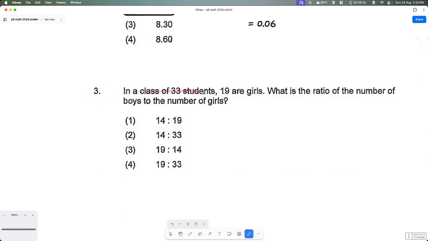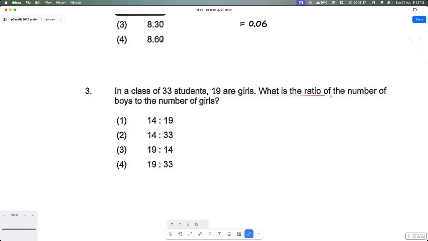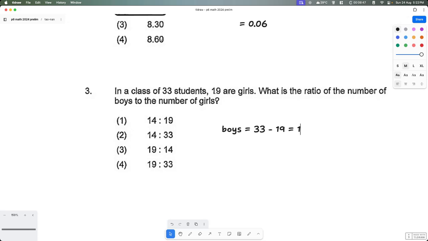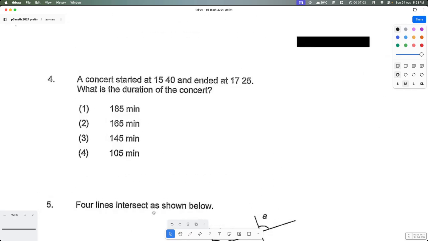Question 3. In a class of 33 students, 19 are girls. What's the ratio of boys to the number of girls? So boys is equal to 33 minus 19, which is equal to 14. So that means boys is to girls is equal to 14 is to 19. 19 is a number that we can't really divide that much. So the answer is option number 1. Let's move on to question number 4.